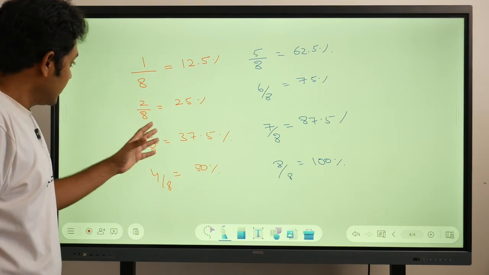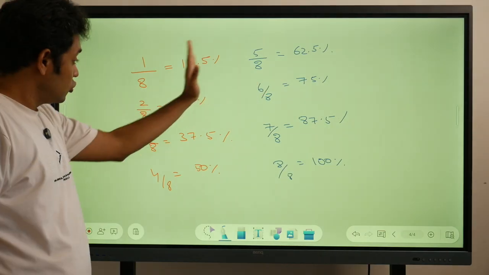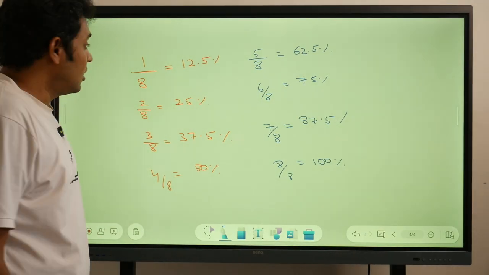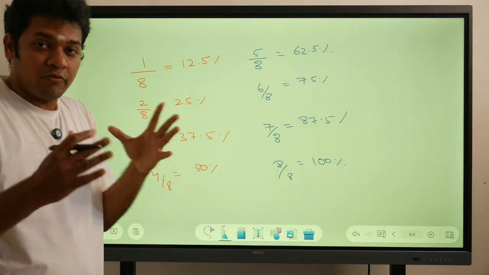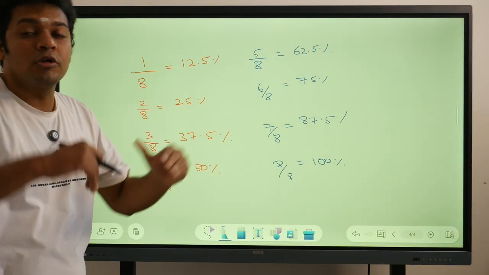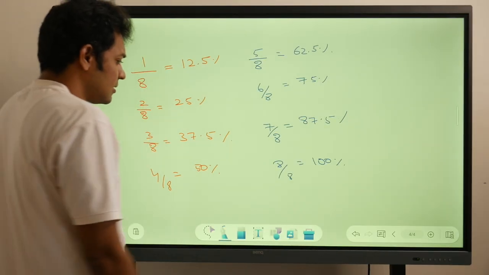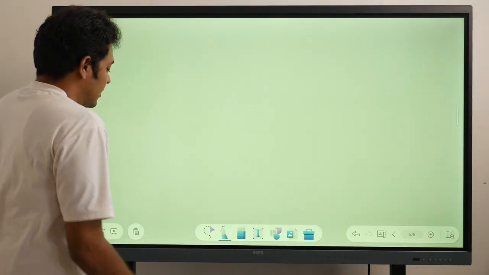See, the problem is not only with this. You should be able to tell the respective fraction when the corresponding percentage is given. When I say 37.5%, this 3 by 8 should come to your mind. So as you practice, you will get it. Don't try to memorize, make a table, it's easier. Next, 1 by 9.